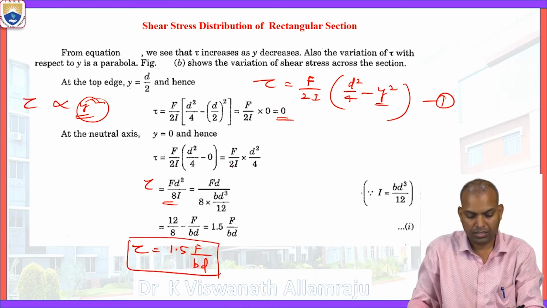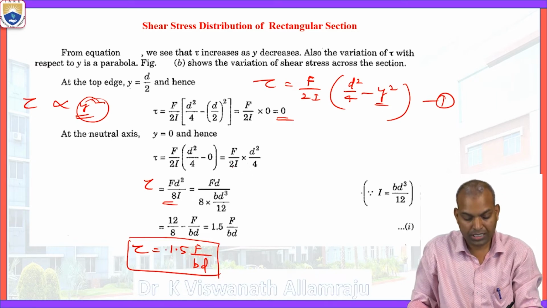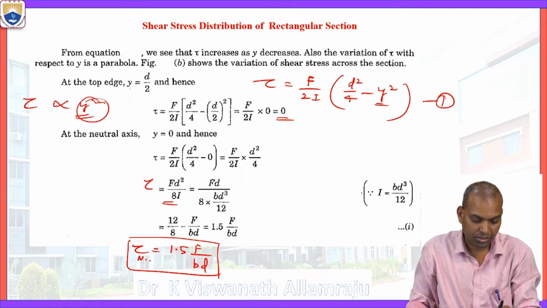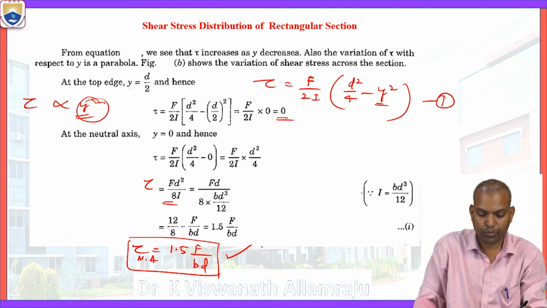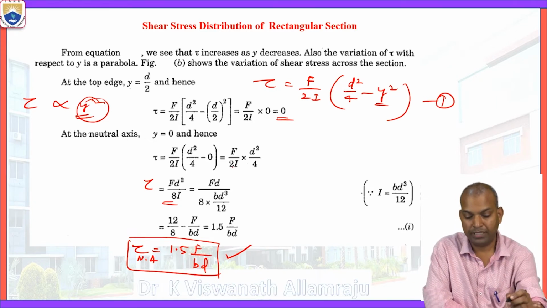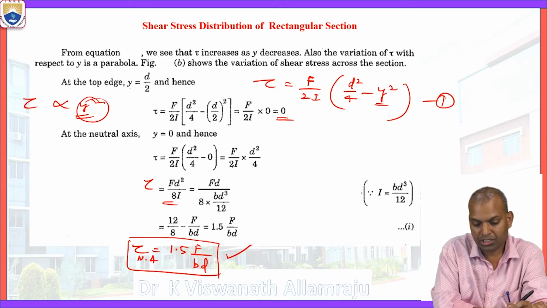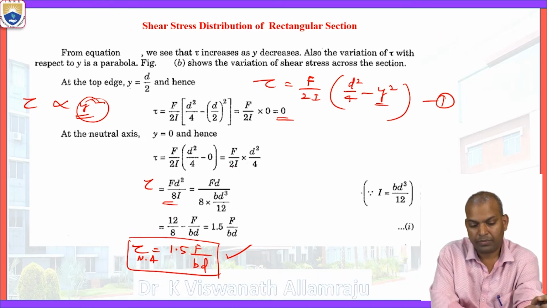This is where the shear stress at the neutral axis is 1.5 times F by bd, and shear stress equals 0 at the top and bottom edges.